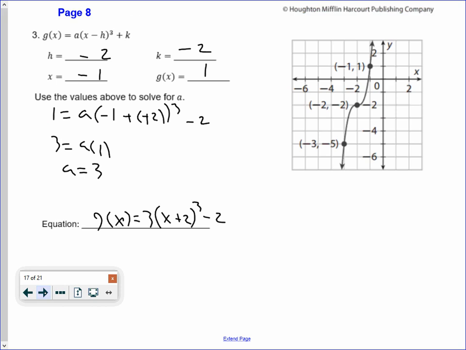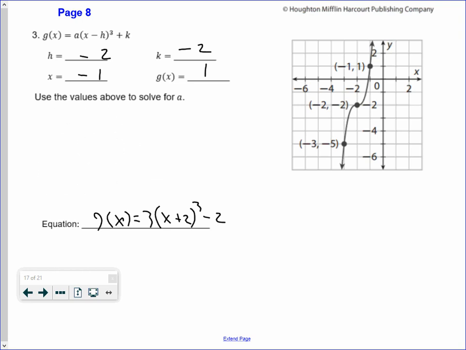Okay? So this is what you should have got for number 3. Number 3, we're solving for an a value, so that's much easier. All I have to do is just plug everything in. So let's actually rewrite this line right here. So I have my x value. Well, I guess we'll just redo the whole thing. That's fine. So anyway, I have my g of x equals a times x minus h cubed plus k.